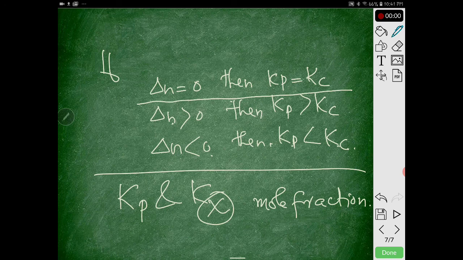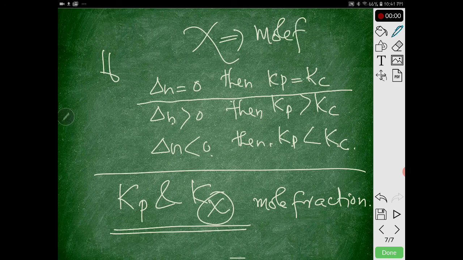Please understand. So I am giving you a small assignment, one more assignment, that is, what is the relation between Kp and K chi? Chi is the way to represent mole fraction. You need to refer and find out the answer to this. What is the relation between Kp and K chi? That's the assignment.